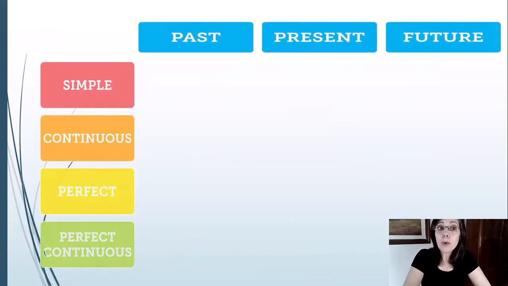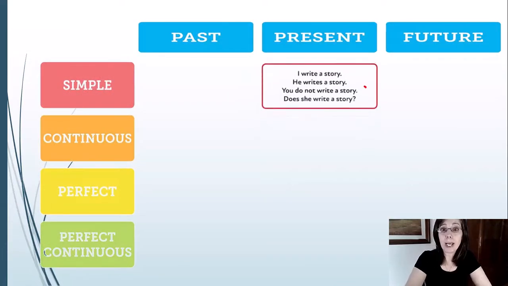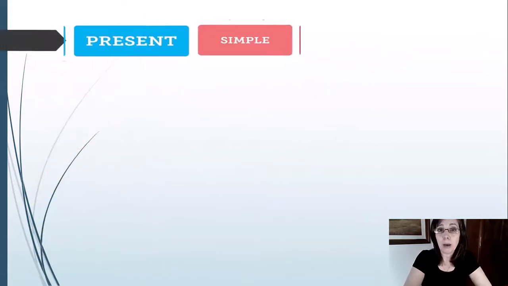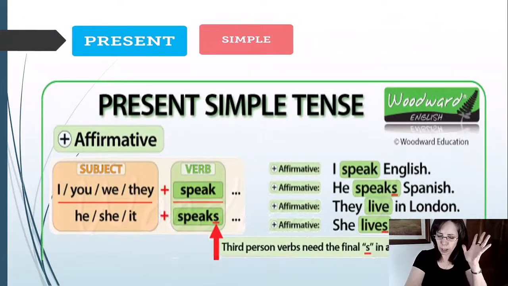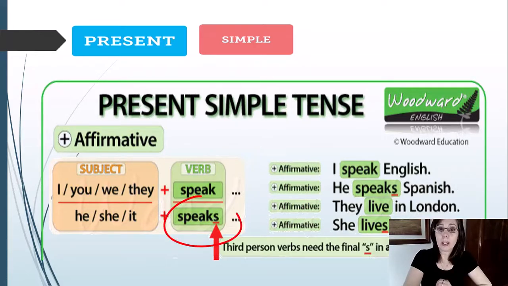So here we go with the first form, present simple. In Spanish we would say escribo, escribe. Yes, so I write a story, he writes a story. Now let's analyze and refresh the structure. The only conjugation problem here is he, she, it, third person singular, which takes the S. Just because, remember, there is no reason for this. Just because I speak, he speaks.